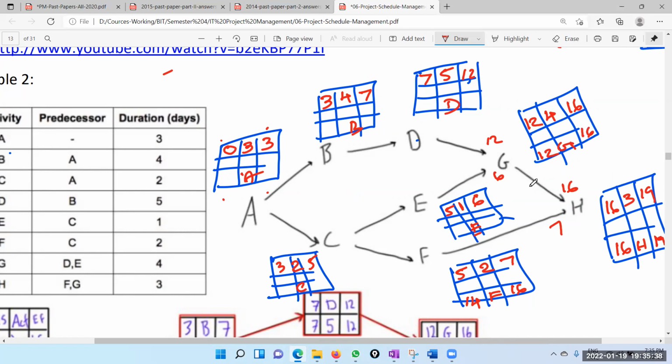Okay. That 12 I can write here. 12 minus 5 is 7. And that 5 I can write here. 5 minus 4 is 1. Okay. No, can't be. When the early start is 3, the late start is 1, and completed.